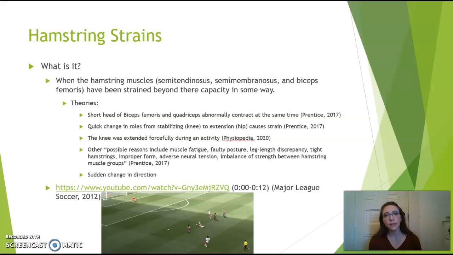Another theory is that the hamstring will try to stabilize the knee while at the same time extending the hip, which can cause strain as it's doing too much at once. There's sudden change in direction, and muscle weakness and tightness, and there are very many theories. Also, very cool video down below showing a hamstring strain in progress, which I thought was really neat.